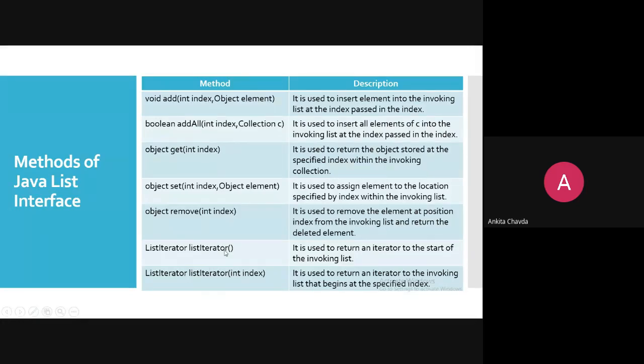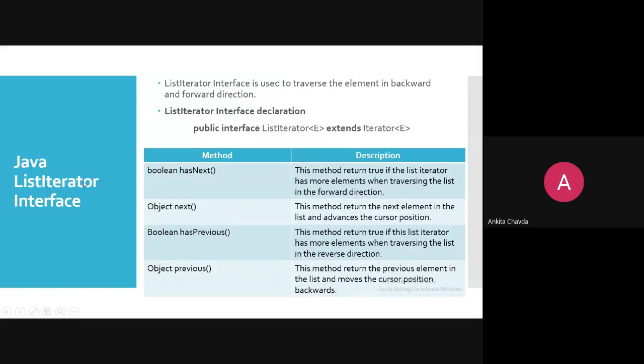ListIterator is simply nothing but a kind of pointer, right? A pointer is pointing to your list, but where? The starting of your list. And if you wish to set it to a particular index, then you can do so by simply passing an integer as the index, right? So this is what we have seen. ListIterator is again a kind of interface, right? Fine. List interface, ListIterator interface.